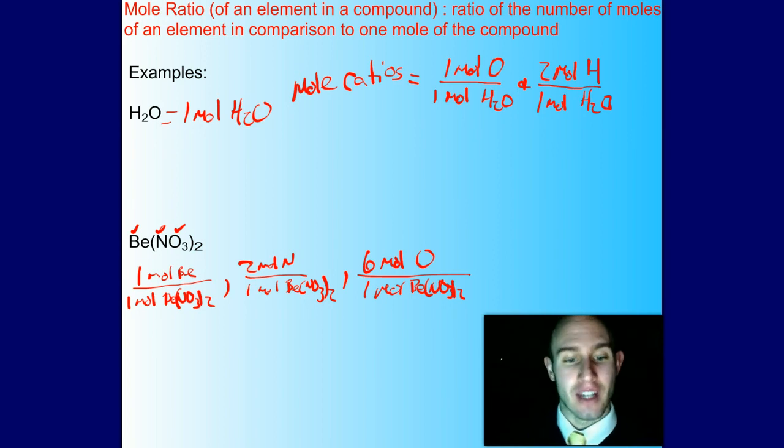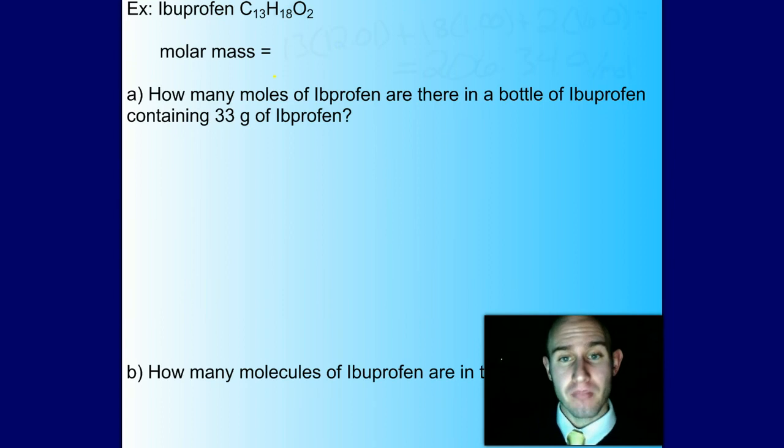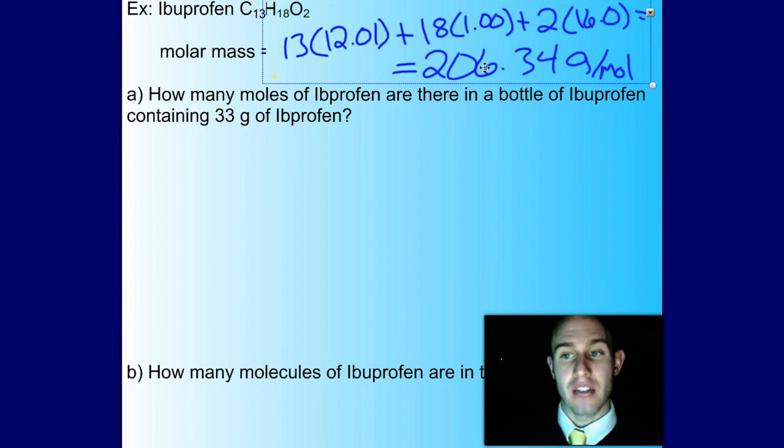Let's dive in and look at an example problem. Basically, we have ibuprofen. There's its chemical formula. You are asked this question: how many moles of ibuprofen are there in a bottle of ibuprofen containing 33 grams? First and foremost, we need the molar mass of ibuprofen. So I need to do 13 C's plus 18 H's plus 2 O's. I add that all together and get 206.34. So that's a good starting spot.